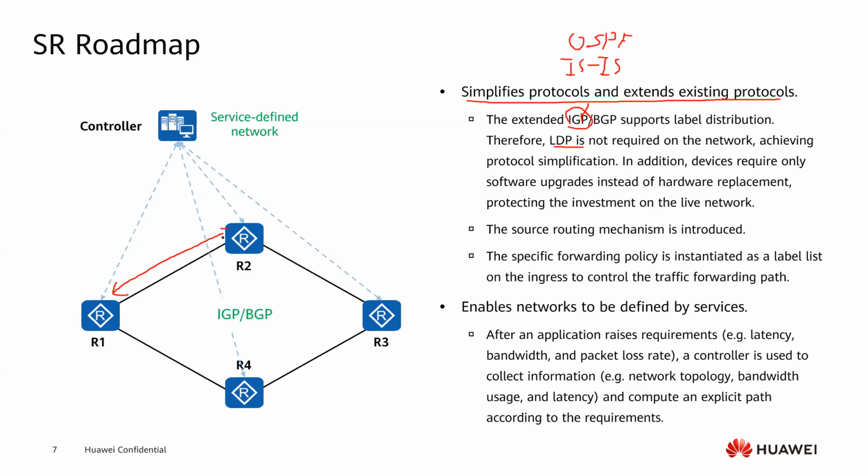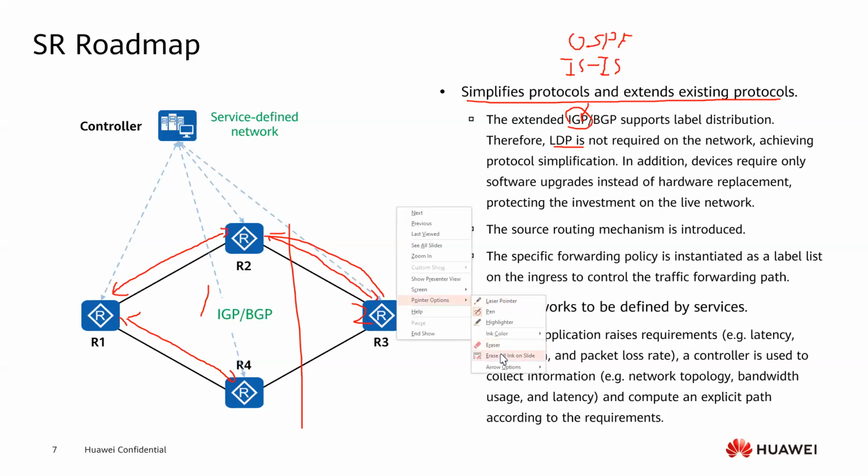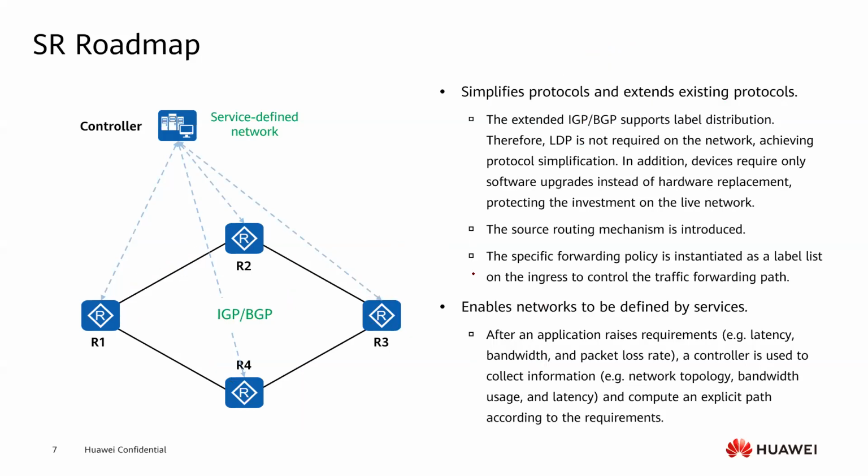So I just simply create the IGP label relationship between them, and I will ask the IGP to carry the label. BGP is used between the AS. For example, this is AS1, this is AS2. I will ask the BGP to help us carry the label. And this is just for LDP.